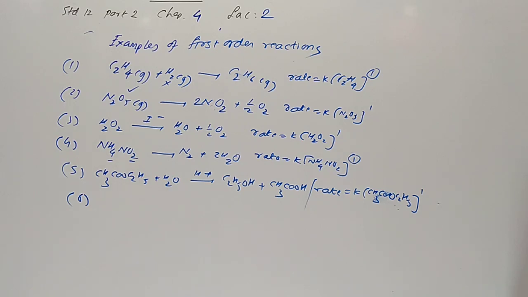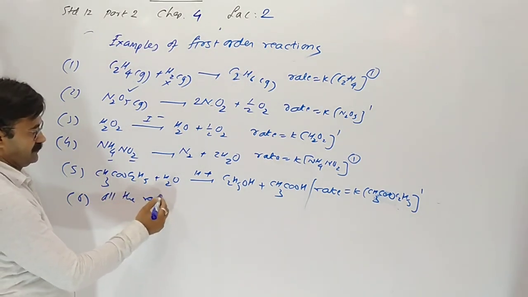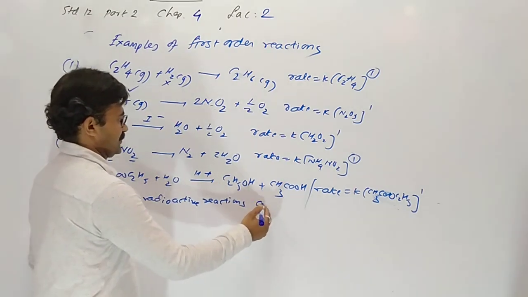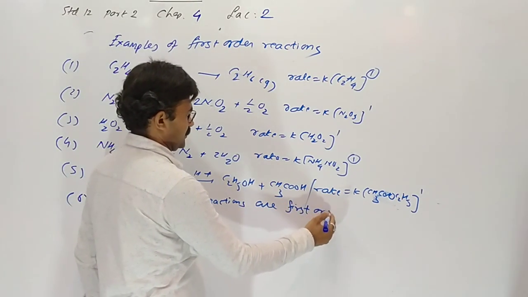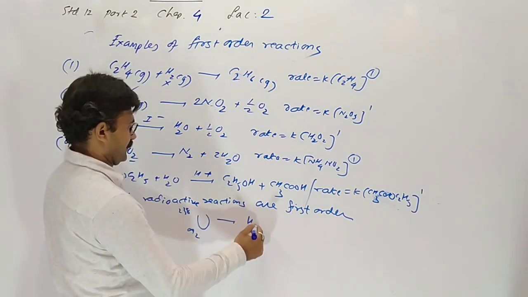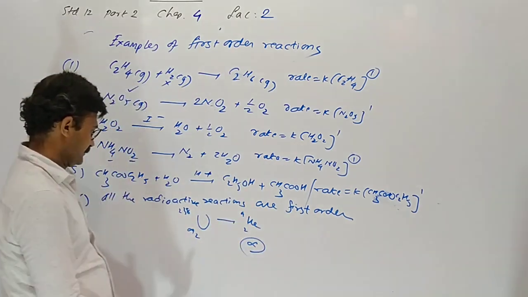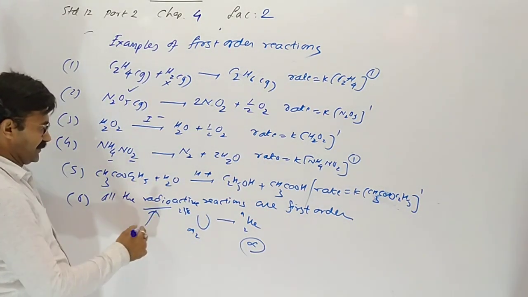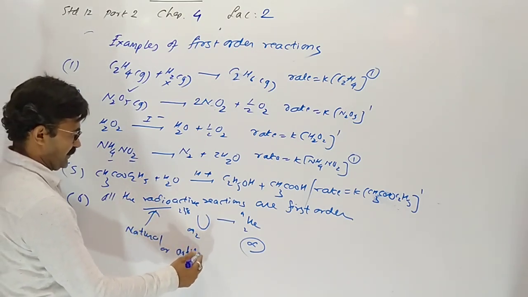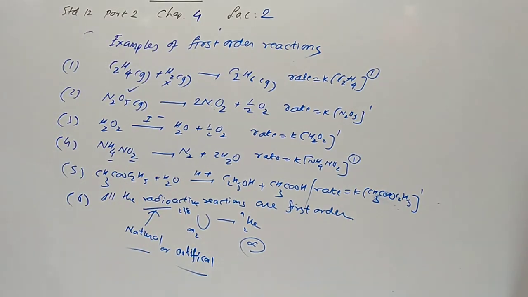Sixth one, all radioactive reactions, natural or artificial, are first order. From uranium, emission of alpha particles. If the radioactive element is natural or artificial, in both cases it is first order.